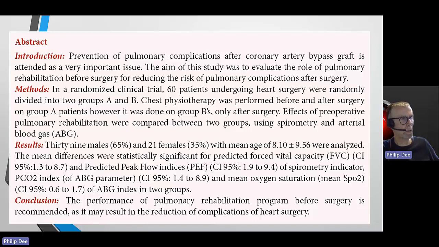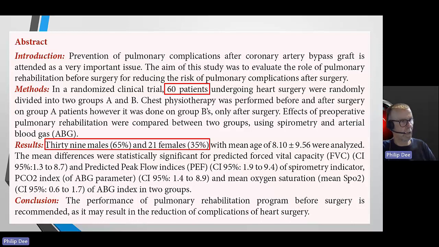Well, here's their abstract. And please feel free at any point in this recording to pause and think. But where are the numbers? Well, it tells us that there were 60 patients, okay, and then it tells us how the groupings were, 39 males and 21 females, and gives us that in percentage. So far, so good. I think most of us would be quite happy with that.